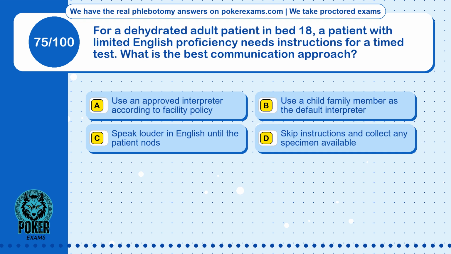Question 75. For a dehydrated adult patient in bed 18, a patient with limited English proficiency needs instructions for a timed test. What is the best communication approach? Option A. Use an approved interpreter according to facility policy. Option B. Use a child family member as the default interpreter. Option C. Speak louder in English until the patient nods. Option D. Skip instructions and collect any specimen available.